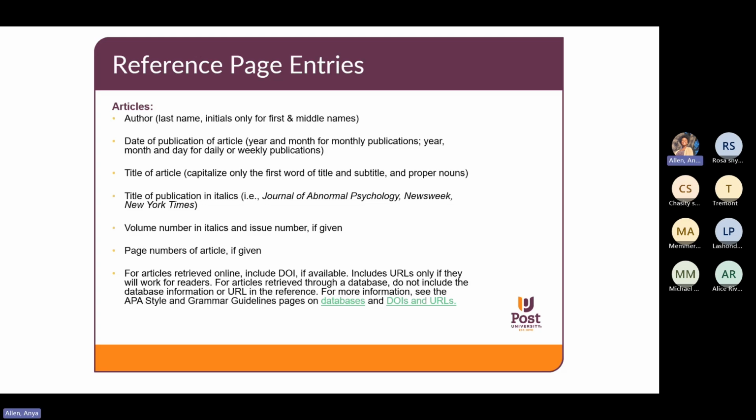Now, if there are page numbers for the articles, that should be provided as well. And this is pretty much the same blurb that we just read on the previous slide about DOIs and URLs. So only include it if it's going to work for someone who's going to click it and it's going to lead them right to that article.